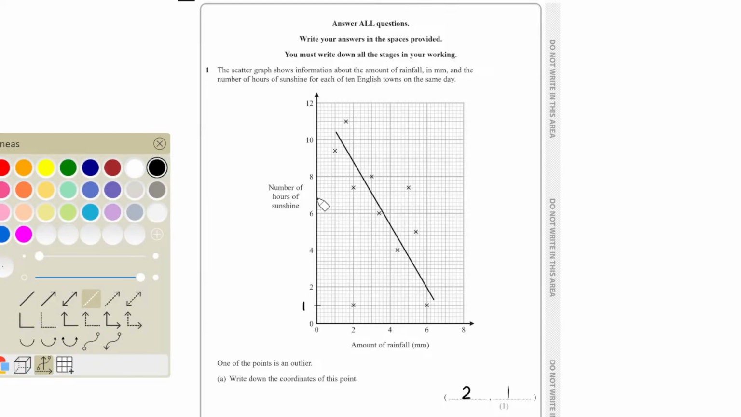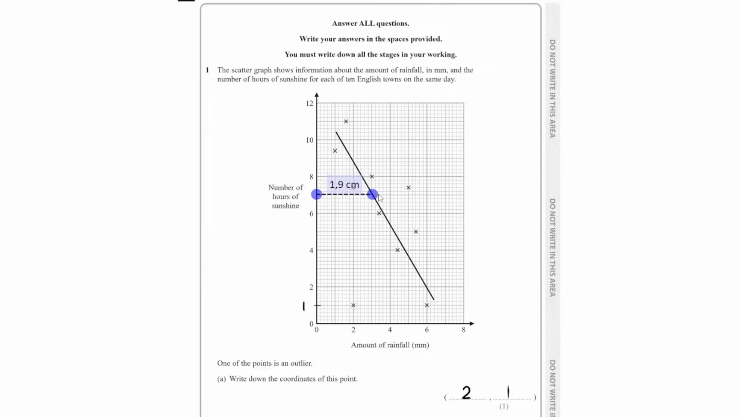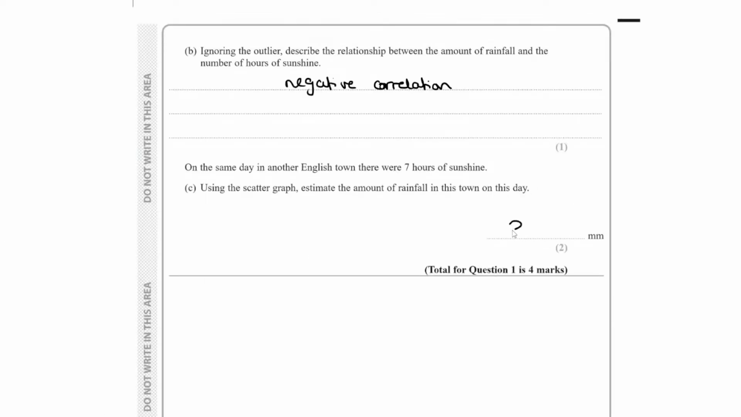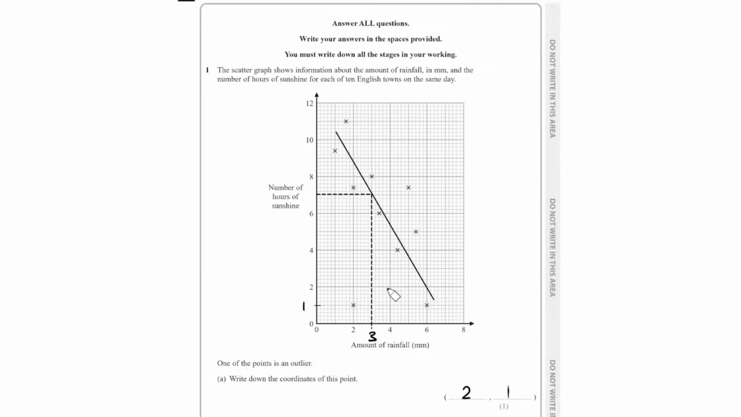So they said 7 hours. Again, just be careful of the scale of the graph. 7 hours, and then down. In this case, I've got 3. That was what I got, so I'm going to write down 3. However, they have said their range of possible values is between 3 and 4, anything between 3 and 4. So I was very close to one end of that limit.